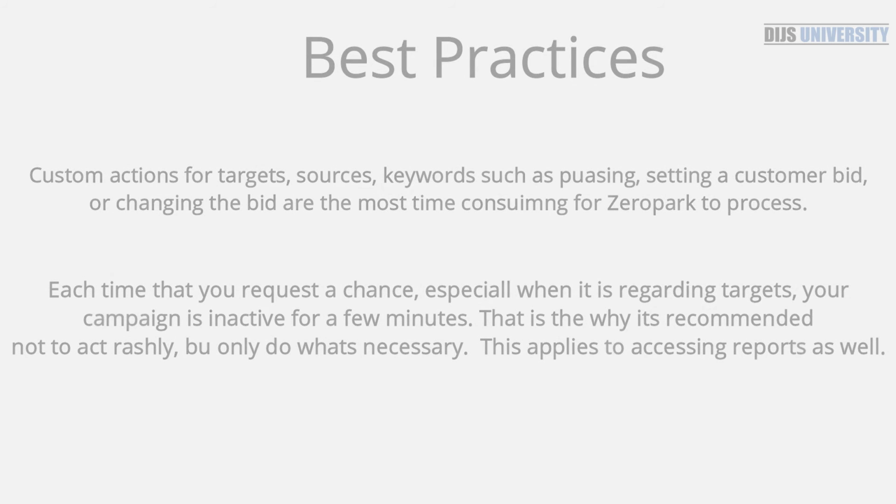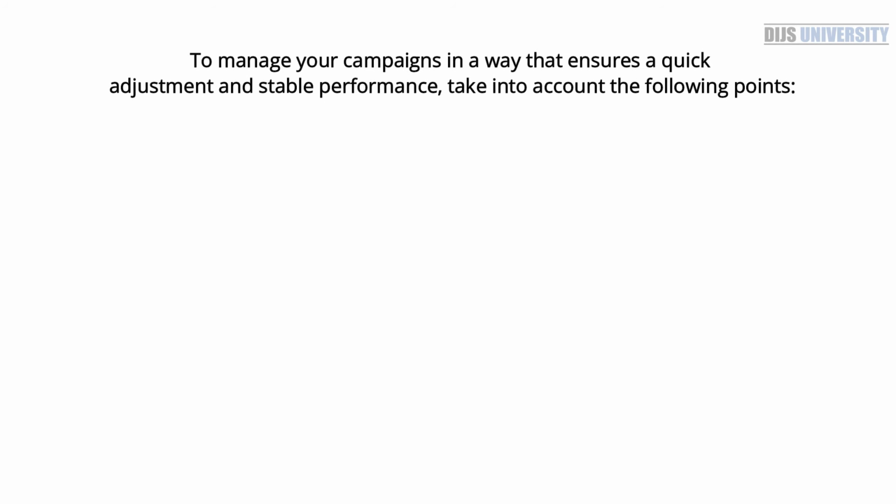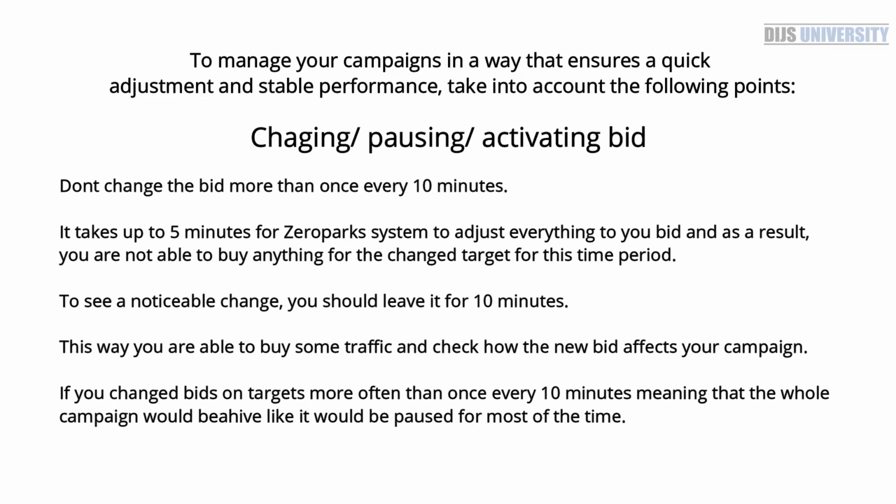And lastly, to manage your campaigns in a way that ensures quick adjustment and stable performance, take into account the following points. When you're changing, pausing and activating your bid, you should not change your bid more than once every 10 minutes. The reason is because it takes up to 5 minutes for the Zeropark system to adjust everything to your bid. As a result, you're not going to be able to buy anything from the changed target during this time period. So in order to see a noticeable change, you should leave it for at least 10 minutes. This way you're able to buy some traffic and check how the new bid affects your campaign.